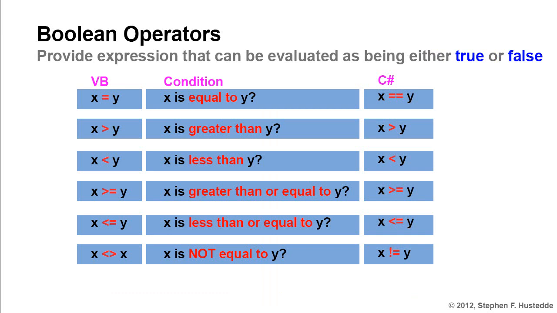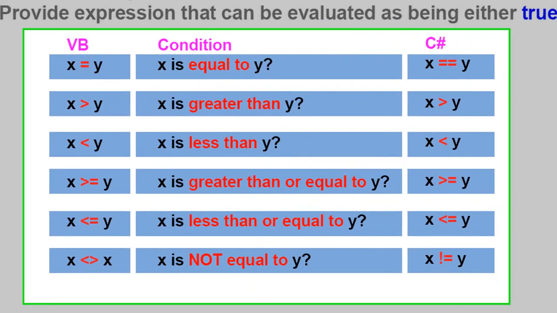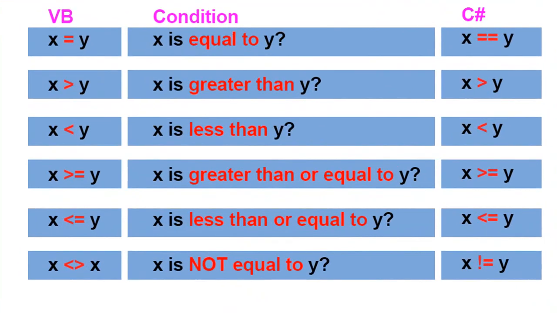So here's a table showing the 6 primary Boolean operators. So we have is equal to, and again on the C# side, make sure you use two equal signs, is greater than, is less than, is greater than or equal to, is less than or equal to, and all four of those are the same both in VB and C#. And then a little bit of a difference here in VB and C# in terms of not equal to. So in VB we have a less than greater than symbol, and in C# it's the exclamation equals or not equals.